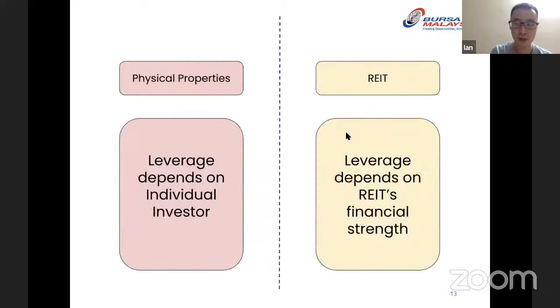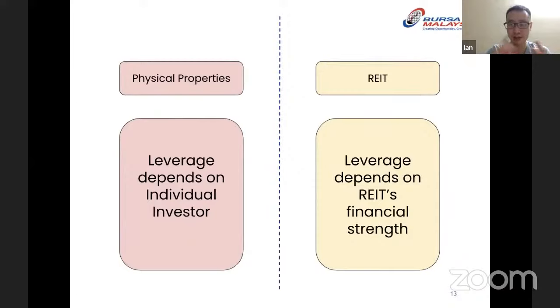So when it comes to the topic of leverage, for physical properties, the loan, the financing, the leverage depends on the individual investor. Whereas for REIT, the leverage depends on the REIT's financial strength. So here is actually how I look at things. So today, if you are listening to my sharing session, right?